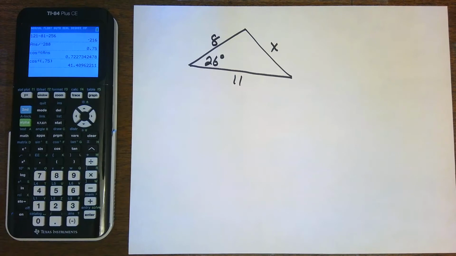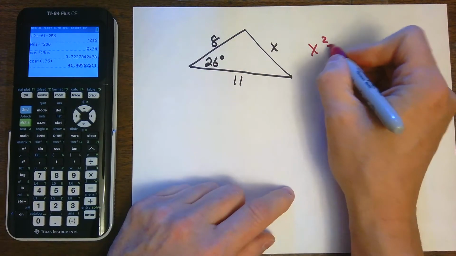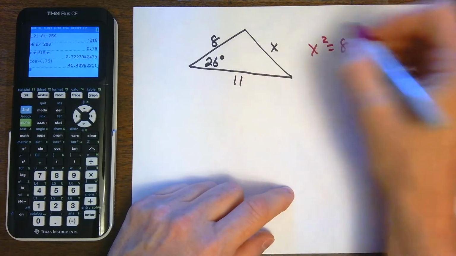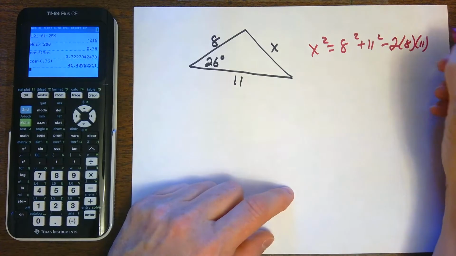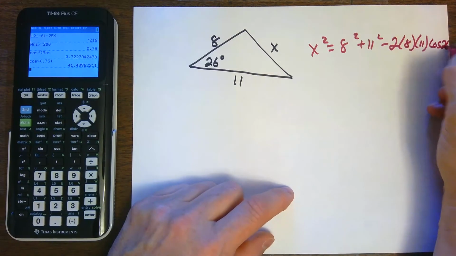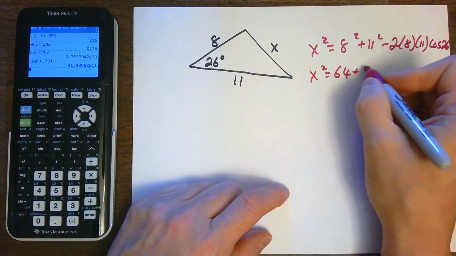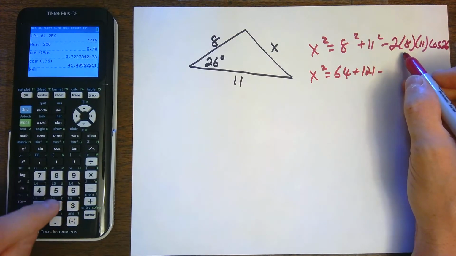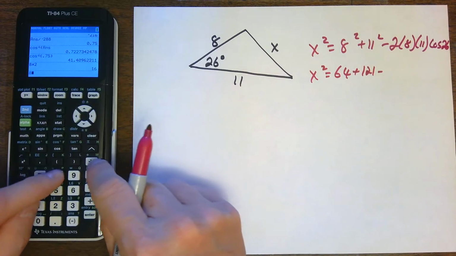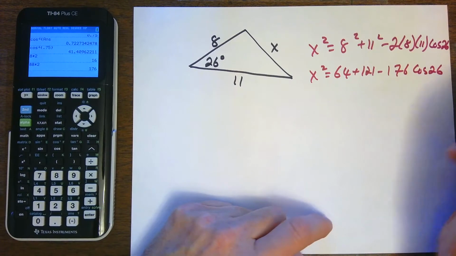All right, this is a perfect one for law of cosines. As I take a look at this, I know that the side opposite from my angle, x squared, is the sum of the squares of the two sides adjacent minus 2 times 8 times 11, I'm running out of space again, times the cosine of 26 degrees, squeezing it in there. X squared equals 64 plus 121 minus 88 times 2. 88 times 2, make sure I got that right. Yeah, there we go. 176 times the cosine of 26.